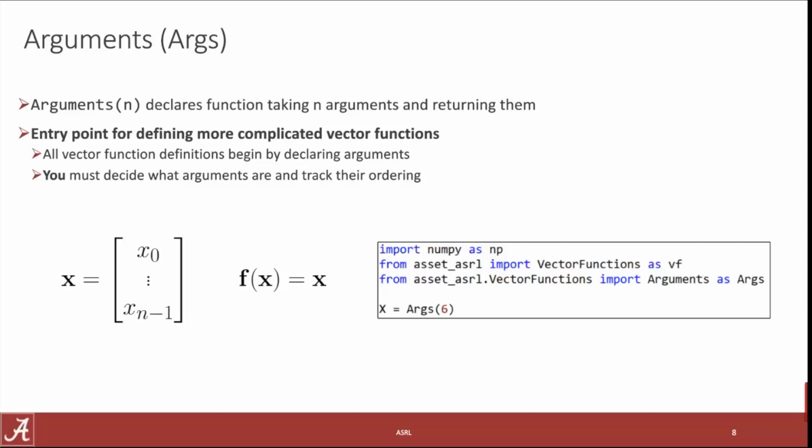When you're doing your imports, you can see on the right side here, you'll normally import asset vector functions as asset library. And then from that vector functions, for the rest of this training, we import from asset vector functions arguments, and we import them as a capital A args. So for the rest of this training, if you see that capital A args, that is a vector function argument that we're instantiating. All vector function definitions begin by declaring your arguments and deciding the size of your arguments to track their ordering. The basic example here is if you've got 6 states or 6 inputs to a function that you're trying to run, you will allocate your arguments to be size 6, as you see at the bottom here.